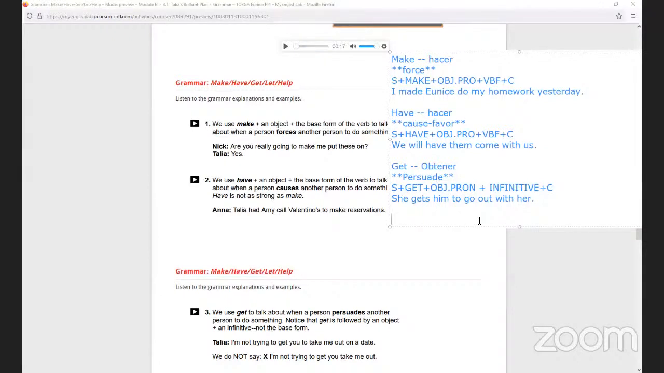The other verb that we have is let. As we know, the meaning is to permit. So we use let in order to permit something.